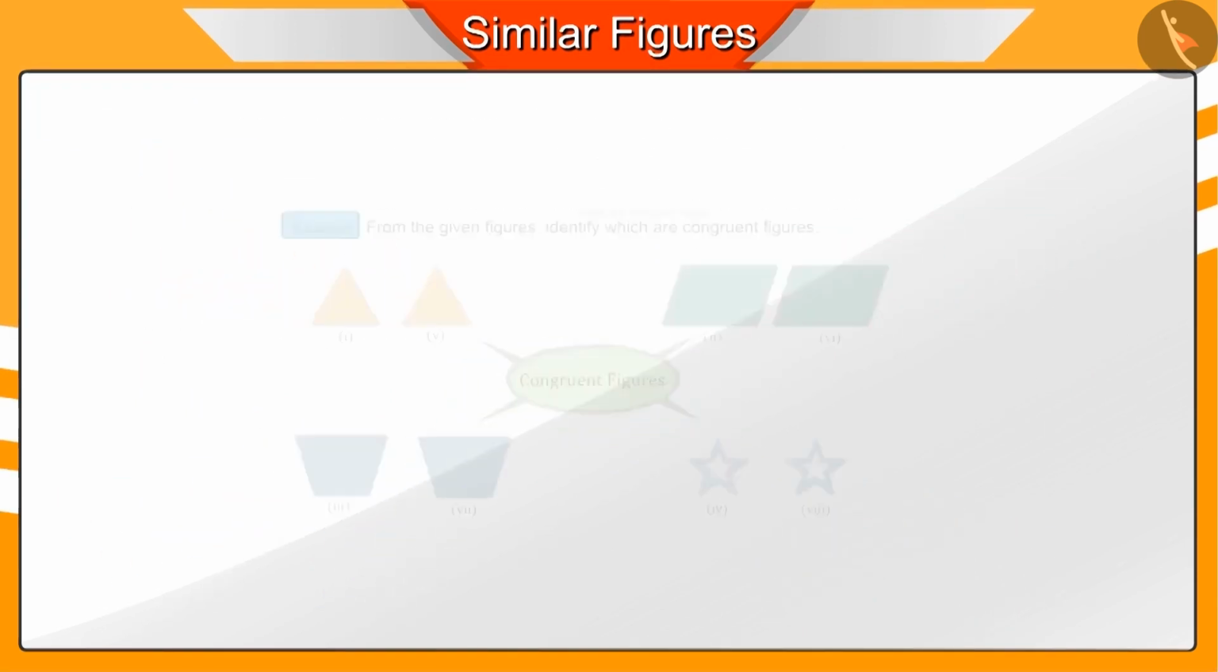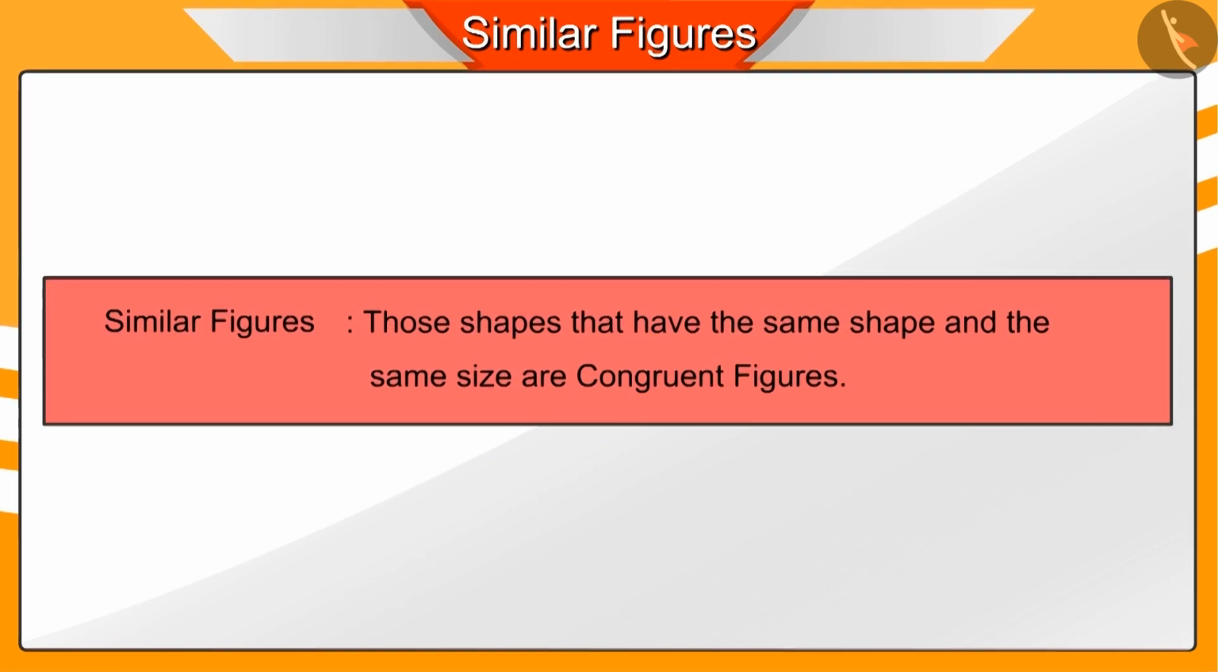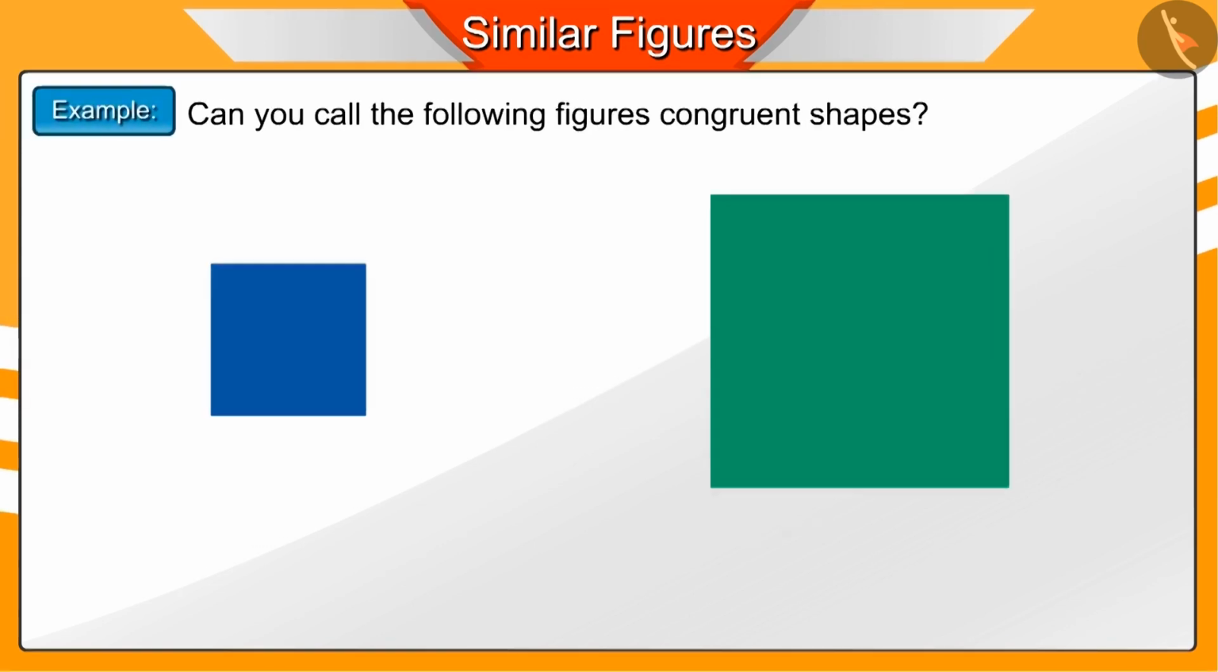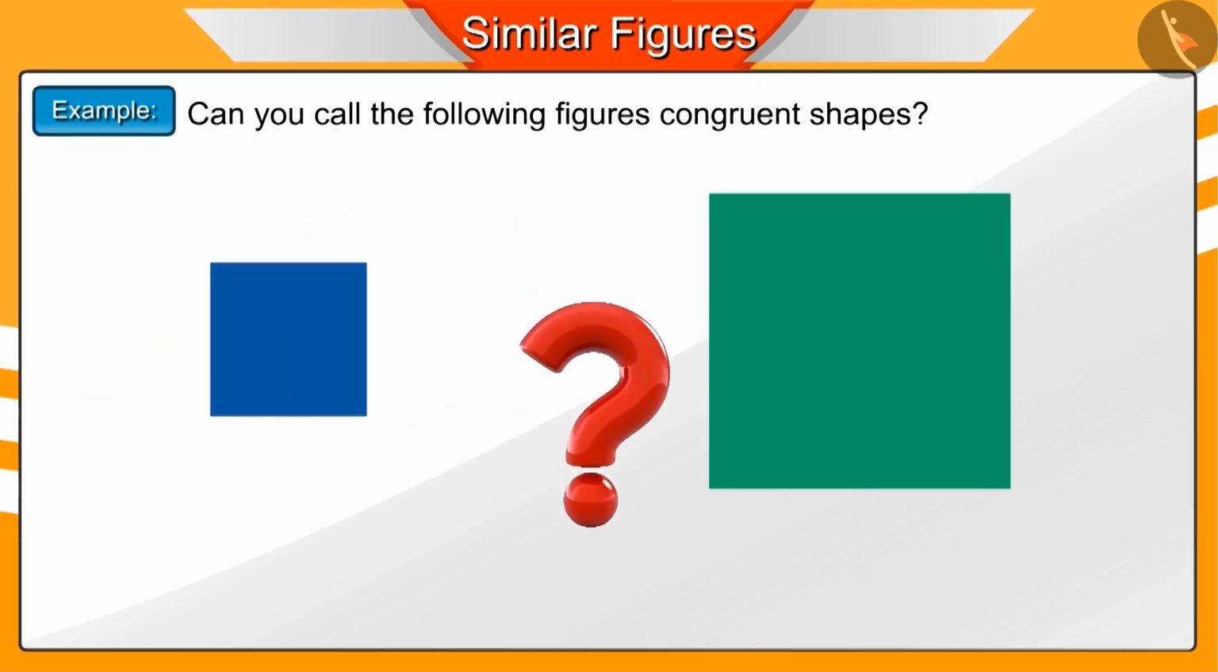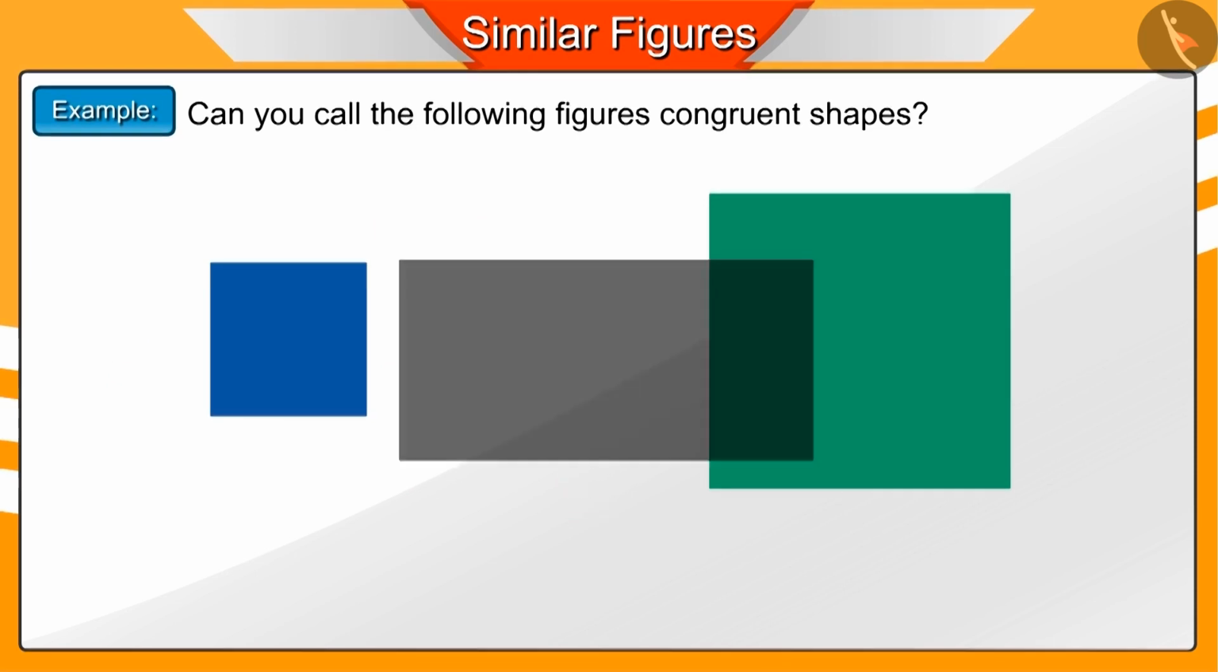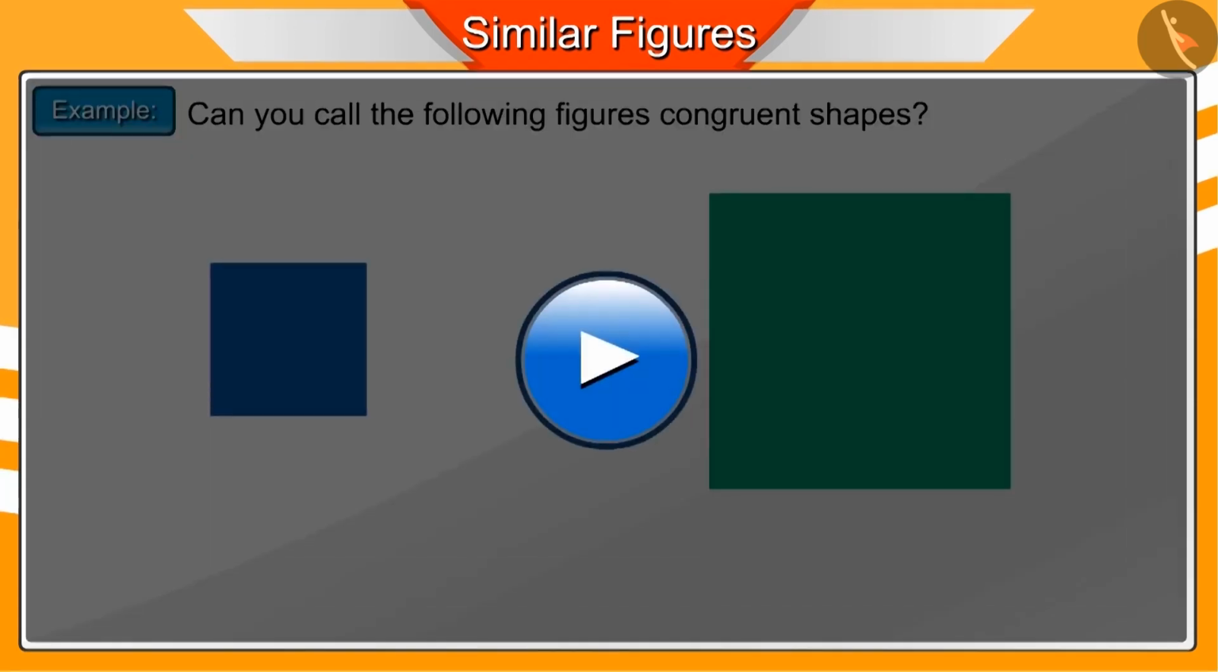Points to note. Those shapes that have the same shape and the same size are congruent figures. Let's look at another example. There are two similar shaped figures here. Can you call them congruent shapes? Pause the video for this and then check your answer.